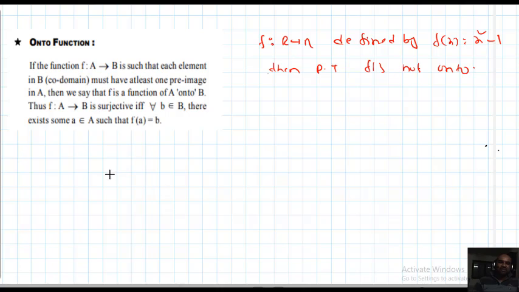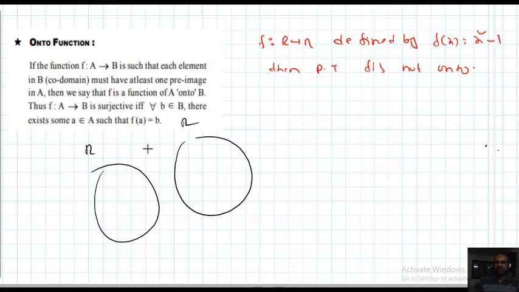First of all, rough explanation: this is R, this is also R. F is a function from R to R. Not onto means you want to show that there exists at least one element in codomain which doesn't have any pre-image in domain. Okay. Do one thing. For example, minus 10 is taken here. Try to find its pre-image.